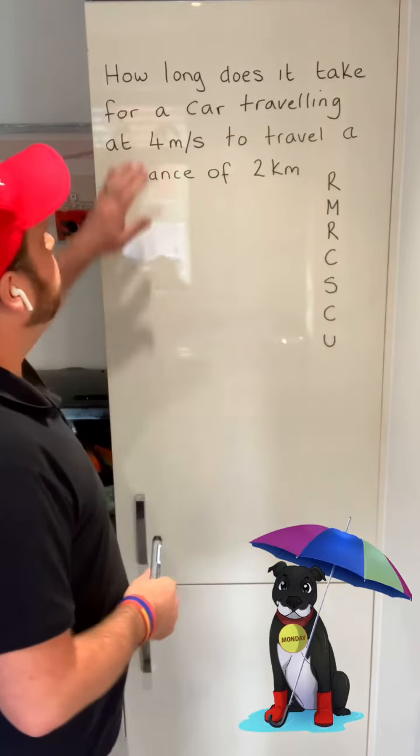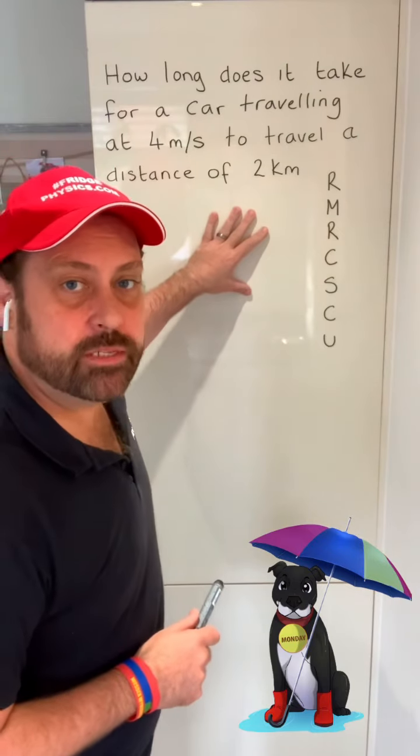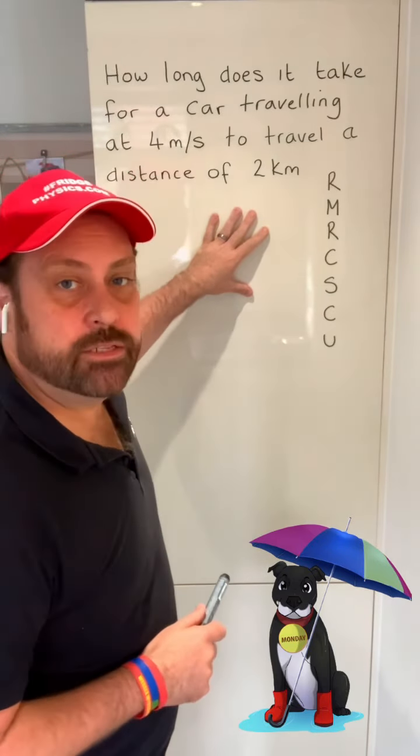And the question is, how long does it take for a car travelling at 4 meters per second to travel a distance of 2 kilometers? So let's go through this process from the beginning.